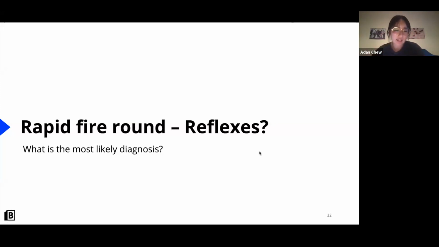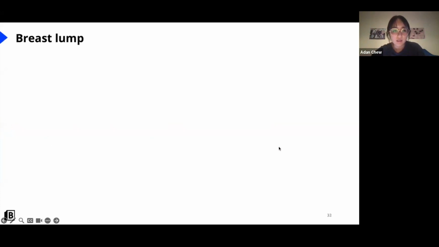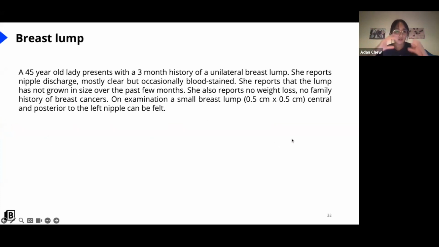With the next case, have a think about what's the most likely diagnosis. It's a breast lump. A 45-year-old lady presents with a 3-month history of a unilateral breast lump. She reports nipple discharge, mostly clear but occasionally blood-stained. She reports that the lump has not grown in size over the past few months. No weight loss, no family history of breast cancer. You've examined her and you can feel a small breast lump central and posterior to the left nipple. So what's the most likely diagnosis?